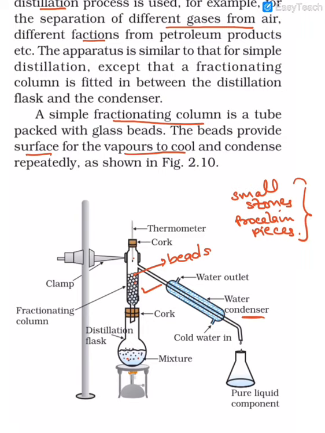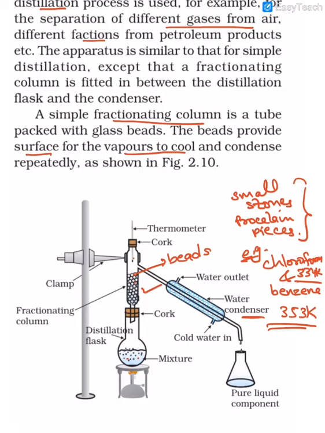In the same way, suppose I consider two liquids, chloroform and benzene, as an example. The boiling point of chloroform is 334 Kelvin and of benzene is 353 Kelvin. So you can see the difference in the boiling points is less than 25.